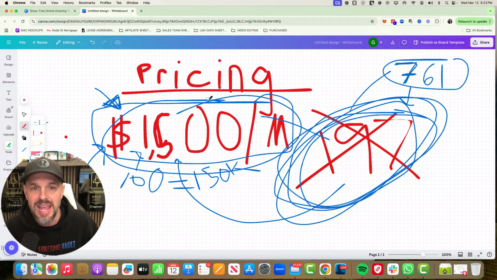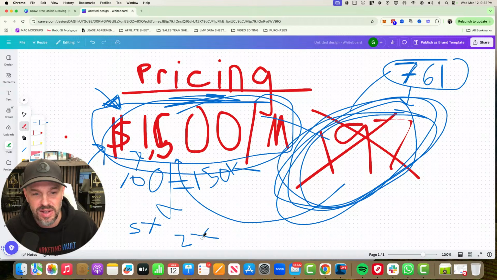And if this is a stretch for them, out of the 1,500, they should be getting back at least 5x. Even if you do just 2x, even if they pay you 1,500 in the beginning, and you get them 3,000 back, why would they ever cancel you?